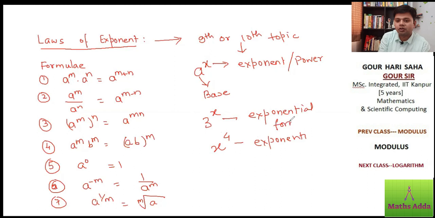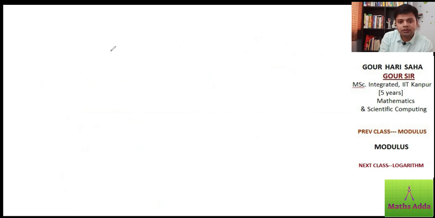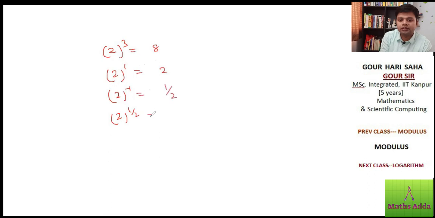Exponential form, actually, not exponent. So let us look at some exponential terms. 2 to the power 3, 2 to the power 1, 2 to the power minus 1, 2 to the power 1 by 2. What is this value? 8. This is 2, this is 1 by 2, and this is root 2, right?